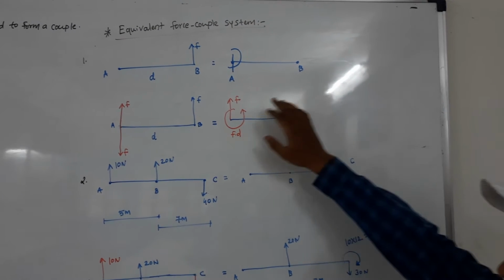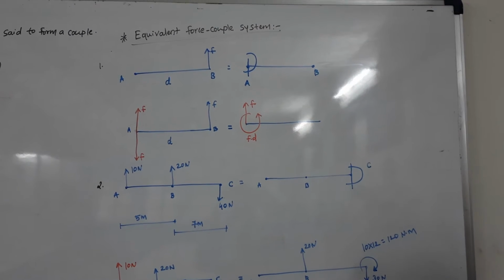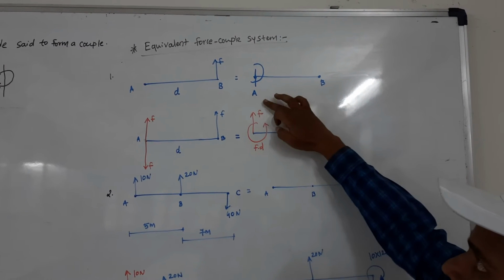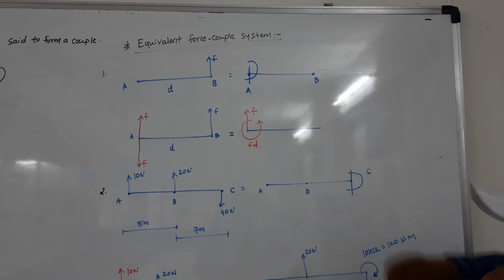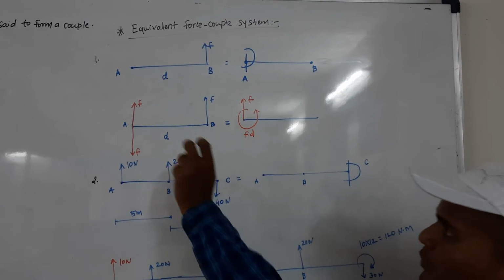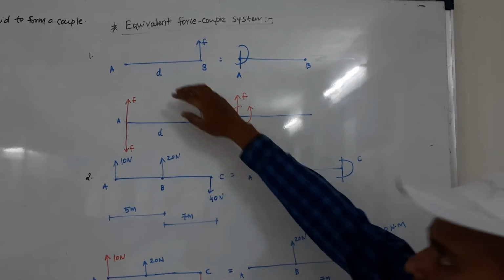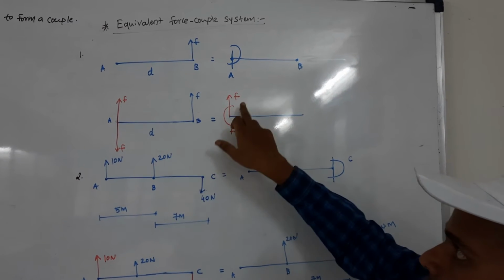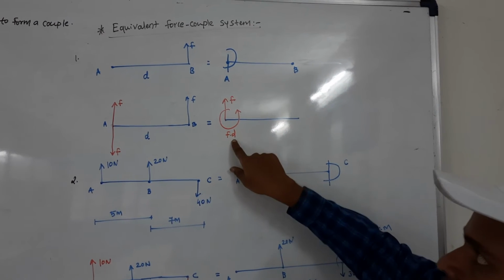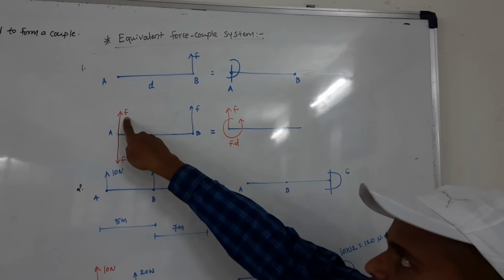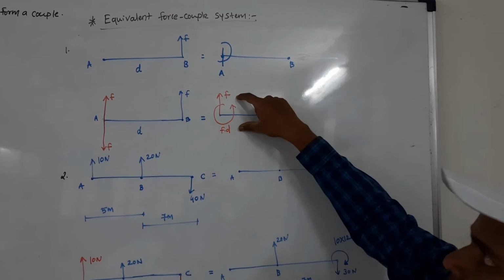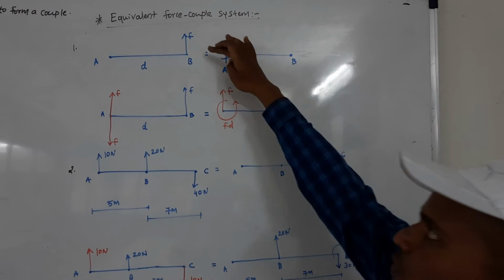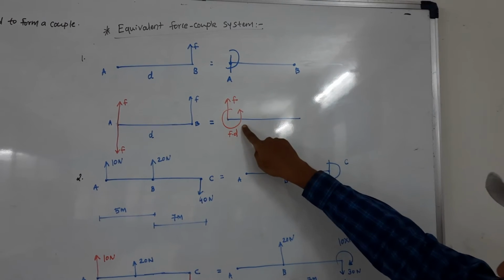Now let us consider one example. We have one force F which is acting at point B. We have to replace that force F acting at B by one force and a couple at A. What we can do is take an equal and opposite force at point A. Now just consider this downward force F and this force F. They will form an anti-clockwise couple with magnitude force times distance D, and this force will remain as it is. So this is the equivalent force couple system which is going to act at point A. In other words, we have replaced this force F by an equivalent force and couple at point A.